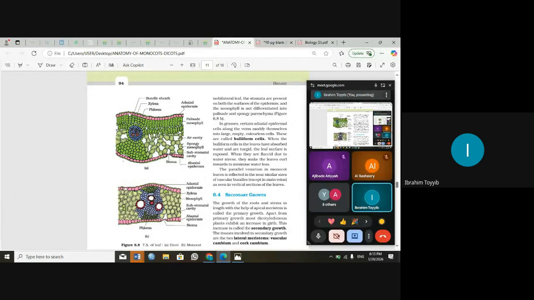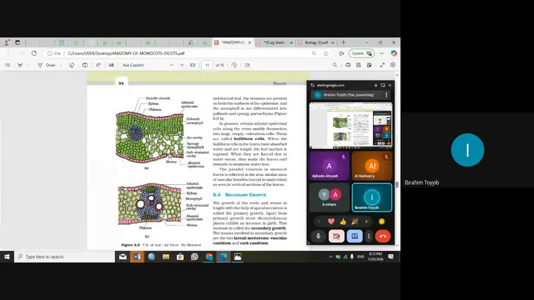So the first part here, the upper part, is the upper epidermis, called the adaxial epidermis. We also have the lower epidermis, called the abaxial epidermis. So look at what I called stoma. Stoma is the singular of what? Stomata. So this is stoma.